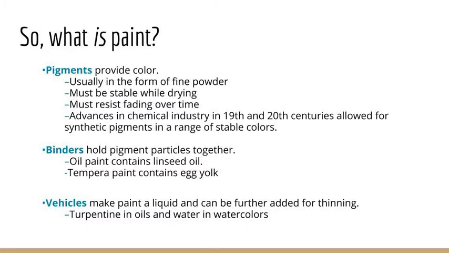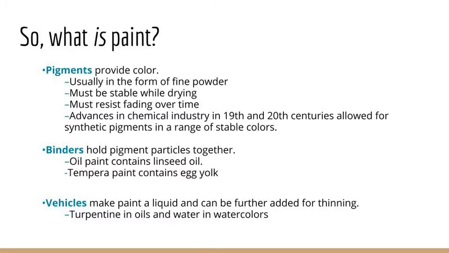And then vehicles are what makes paint a liquid and can be further added for thinning. So in oil paint, the vehicle for that is turpentine. So in order to thin oil paint, you have to add more turpentine to it. And for watercolors, the vehicle for that is water. The way to thin watercolor is to add more water. But you have to add the correct vehicle for what type of paint you're using. Otherwise, oil and water don't mix. You can't thin oil paint with water. It just won't work.